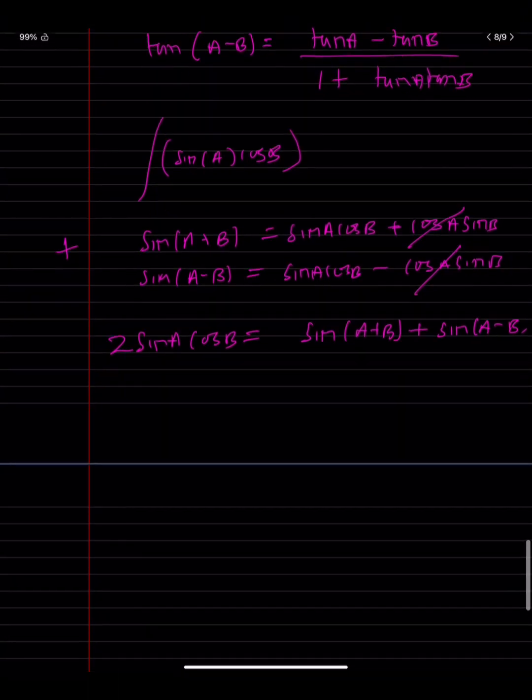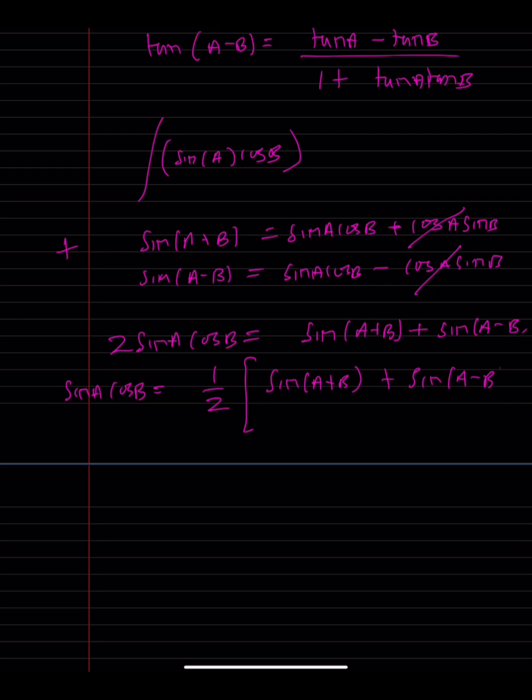So this is for 2 sine A cos B, but if we have only sine A cos B, we can have an identity as 1 over 2 multiplied by sine A plus B plus sine A minus B. So this is one trigonometric identity, a very important identity that you need to keep in mind.